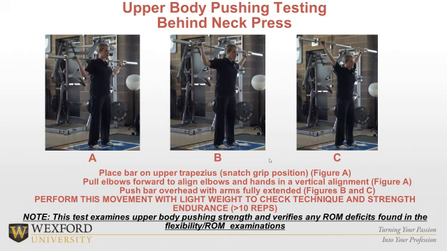Now, you need to perform this movement with light weight to check technique and look at some strength endurance. Once you teach them this movement, you can also do like 10 reps or better to see can they do it in a controlled fashion. Now, this test examines upper body pushing strength and verifies any range of motion deficits that you found in the shoulder joint and in the shoulder girdle and the flexibility and any kind of range of motion examinations that you did for the upper body.